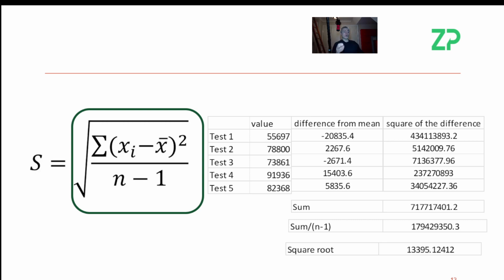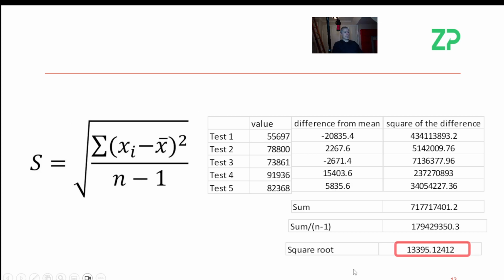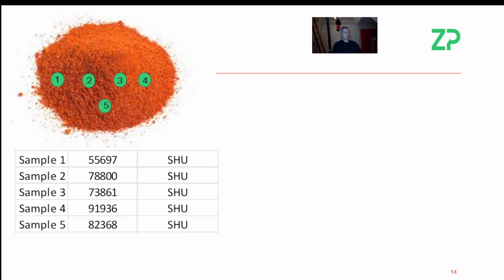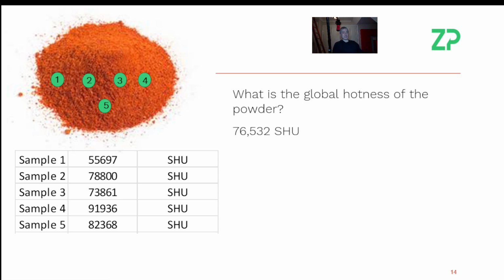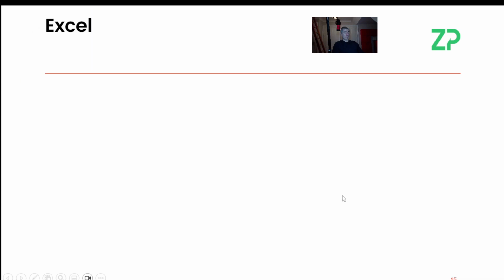So in fact, to get to relative standard deviation, you take the 13,000, divided by, I think it was 76,000, and you will have the relative standard deviation at that point. So let's just do that again. We've got our list of values. What's the global hotness of it? It wasn't 78, it was 76,532. Okay, so it's just the average. What was the standard deviation? It was 13,395. So the relative standard deviation was standard deviation divided by average times 100 to get it into a percentage, and we have 18%.